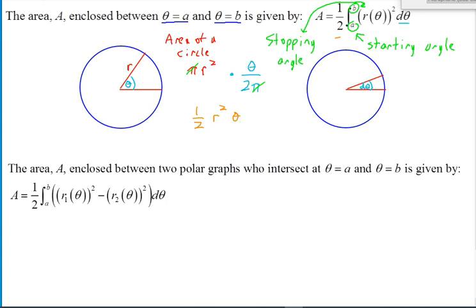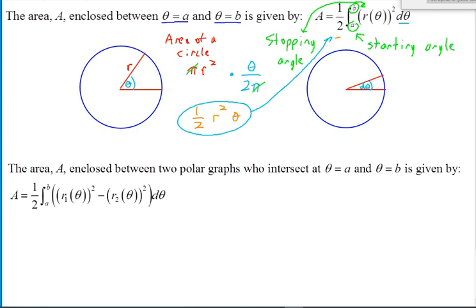And then the radius is not a constant like it is in a circle. With polar coordinates, this radius is changing. So that's why it's a function of theta, and it's still squared. So you can see it comes directly from this formula. We're just integrating all these little tiny parts of the circle, adding them all up, that have different radiuses to get the entire area enclosed by the polar curve. Similar to how we use rectangles for rectangular coordinates.